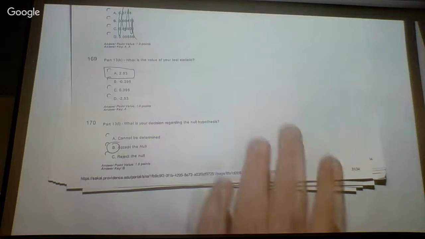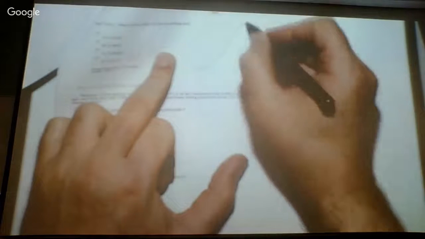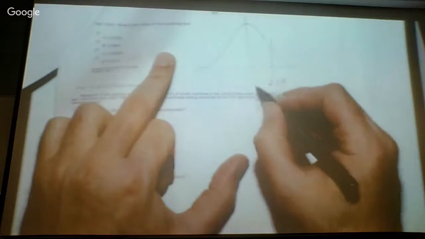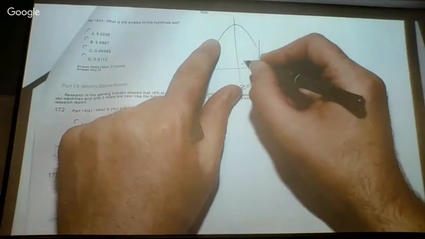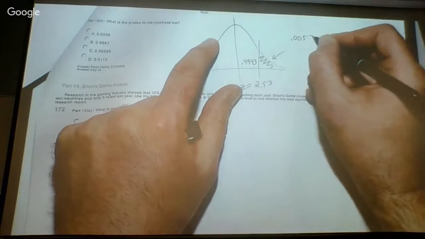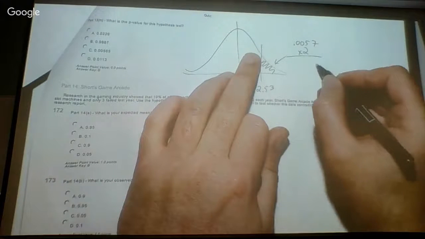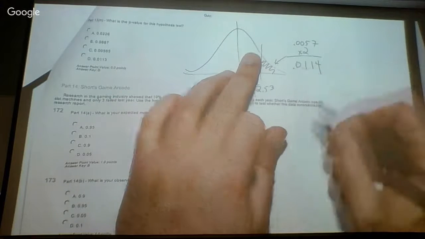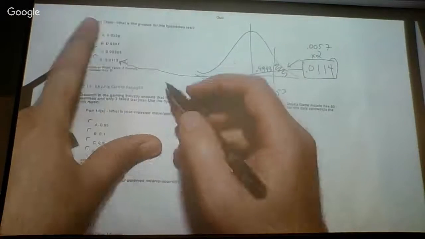Which is why questions such as, what is the p-value for this hypothesis test? 2.53. 0.4943. 0.0057. How many tails in this test? 2. So it's 2 times that. 0.0114. Pretty close to that.